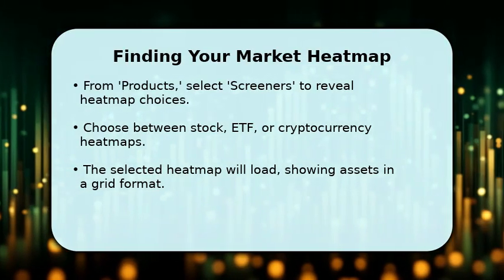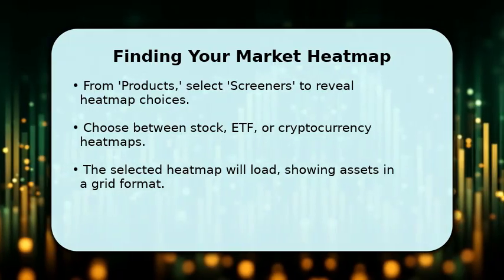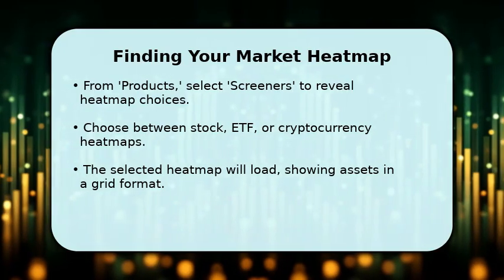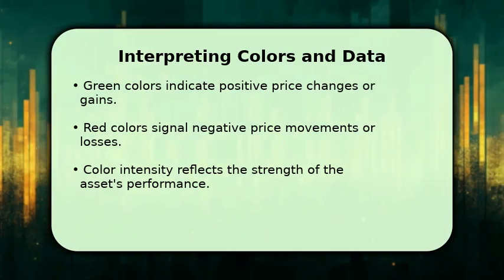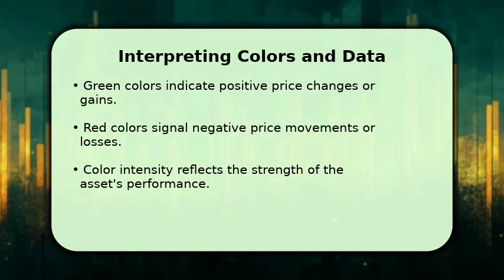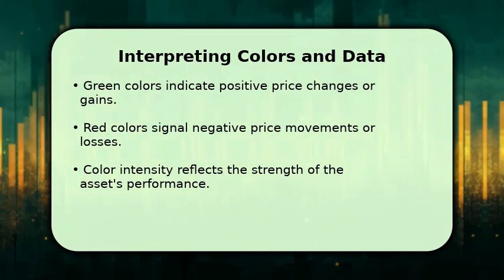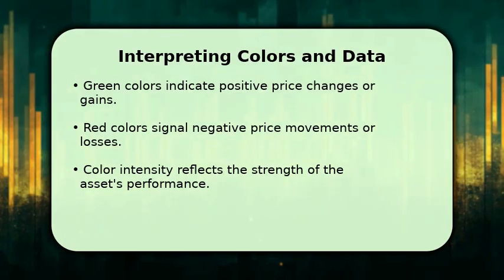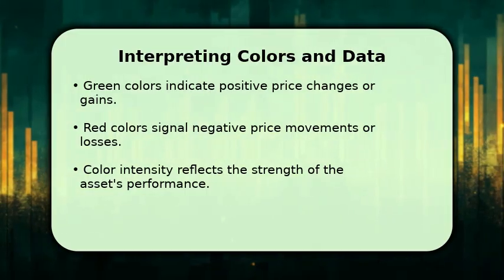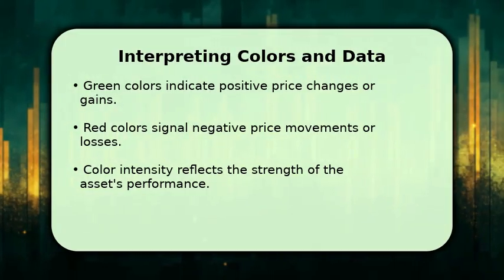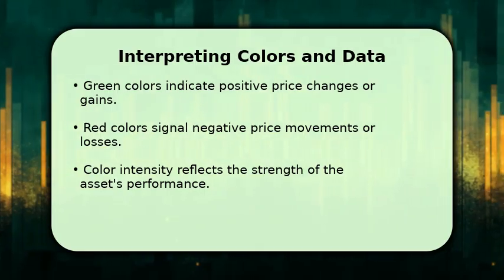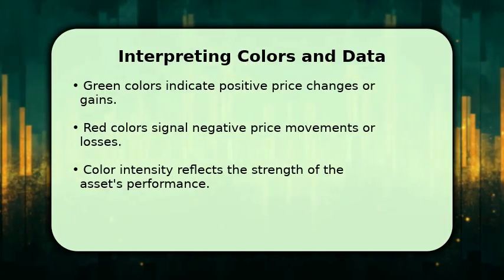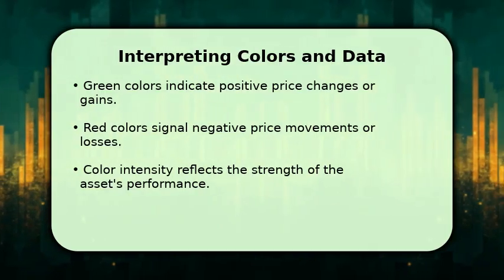Once you make your selection, the heat map will load, displaying a grid of assets, each represented by a colored block for easy analysis. The core of the heat map lies in its intuitive color coding. Generally, shades of green represent positive price changes or growth, while shades of red indicate negative movements or losses. The intensity of these colors is crucial. Brighter greens signify stronger gains, and deeper reds highlight more significant losses. This visual cue allows you to quickly identify market sentiment and performance at a glance.